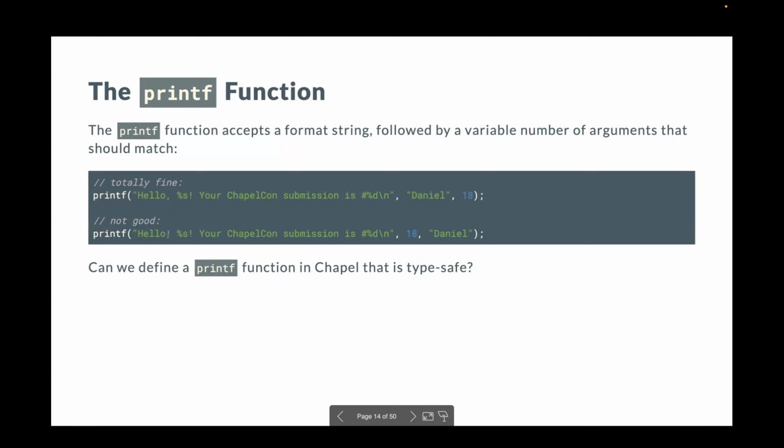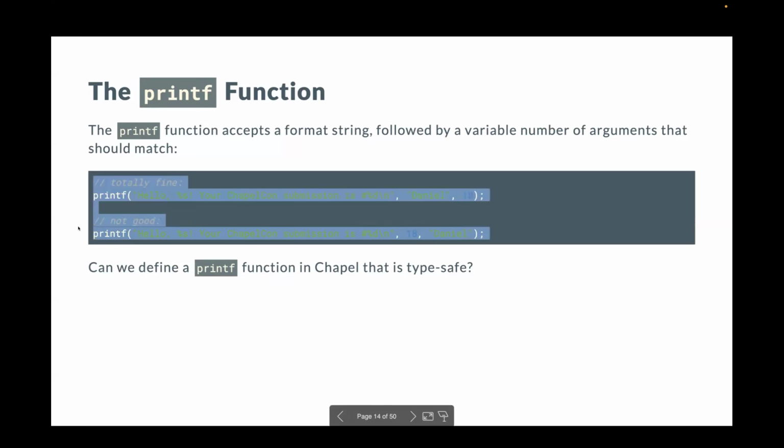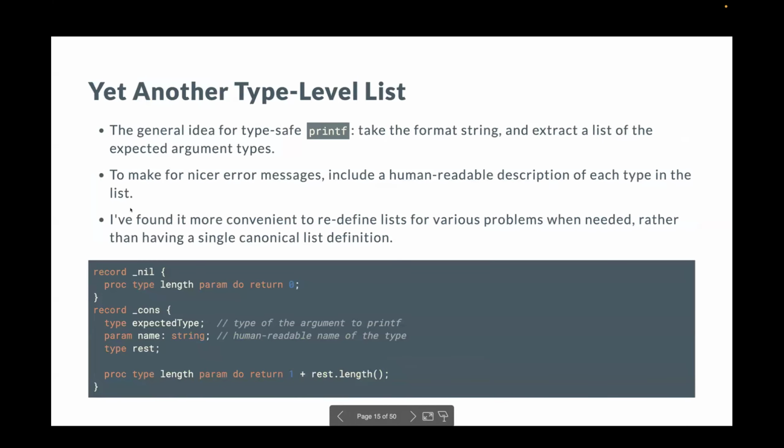And this function will have runtime errors if you write the format string wrong. So if you write %s, but then you give it an integer, or %d and give it a string, you will have problems at runtime. So can we define a printf in Chapel that is type safe at compile time and therefore will not allow you to write this incorrect case? Well, the answer is yes.